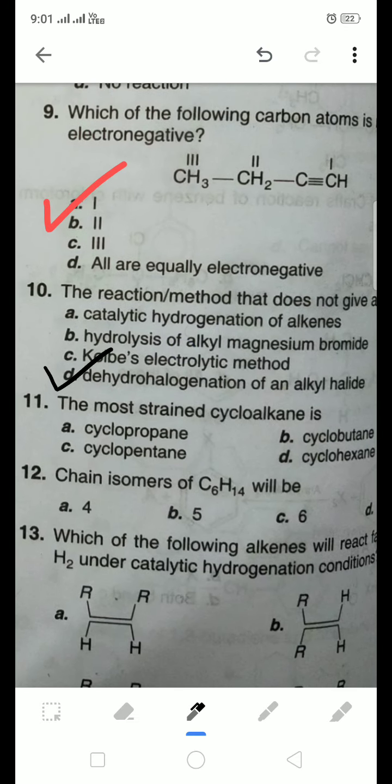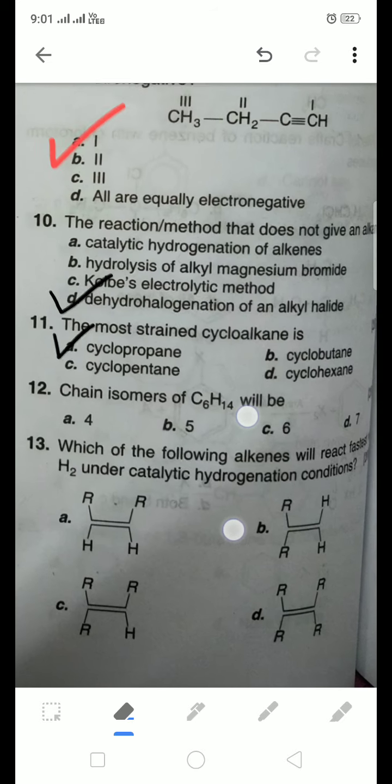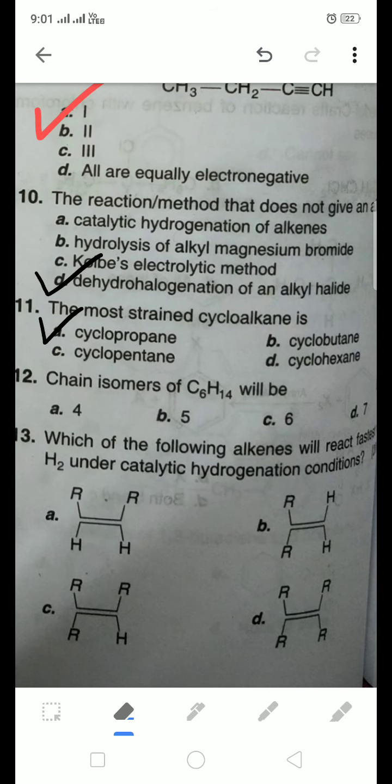Next question: the most strained cycloalkane is cyclopropane, cyclobutane, cyclopentane, or cyclohexane. The answer to this question is easy, and it is cyclopropane. Why? Due to the angle strain, the most strained would be cyclopropane.